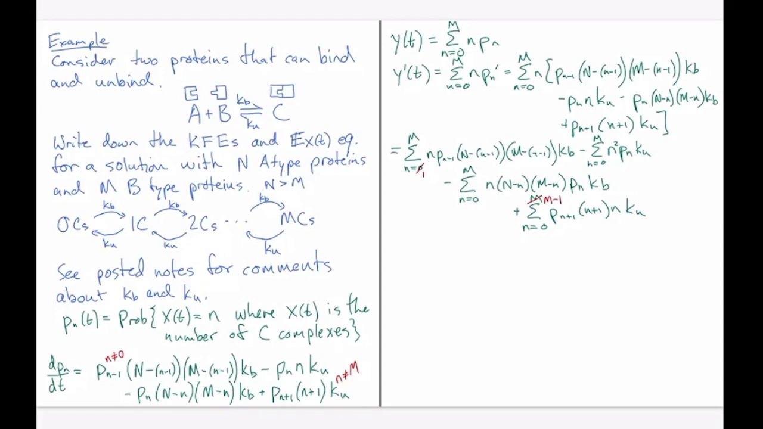Okay, now we shift our indices. So the middle two sums are fine. They have a Pn expression.